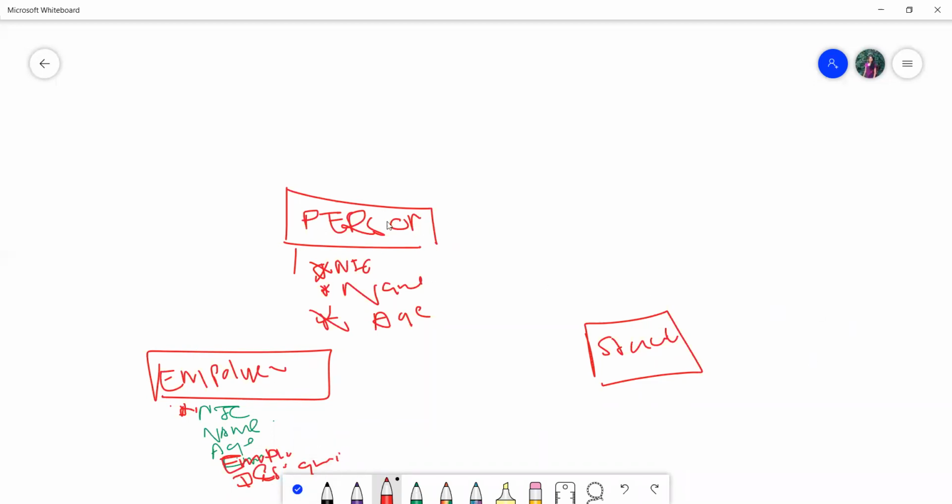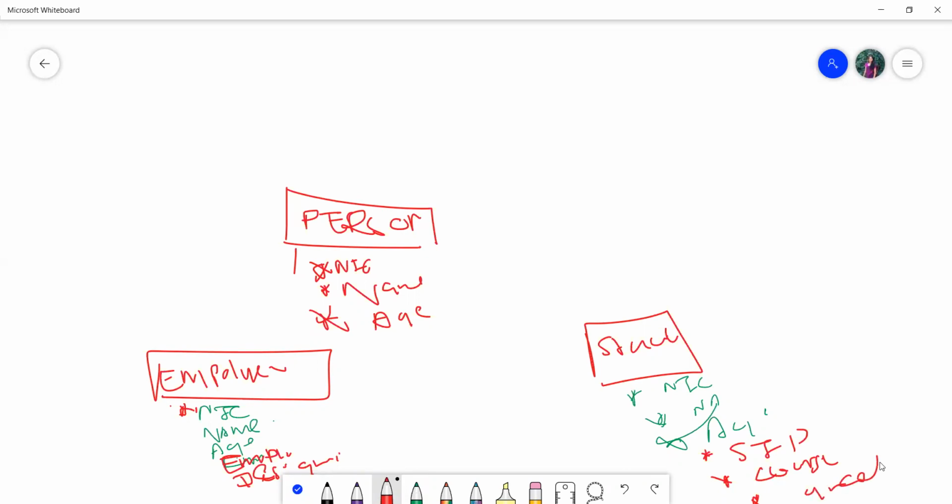So when we consider person, these are the properties of the person class. Then student. When we consider the student, it also consists of NIC, name and age. And also the student has its ID, then courses, then which one?